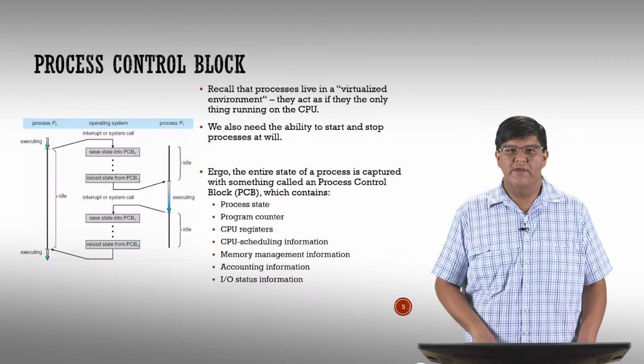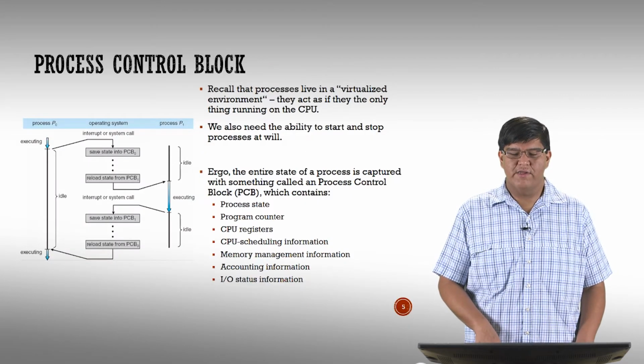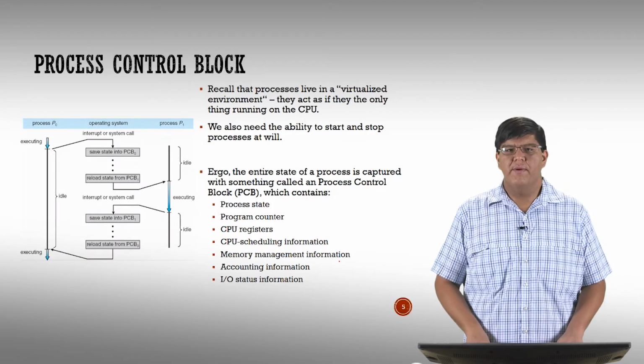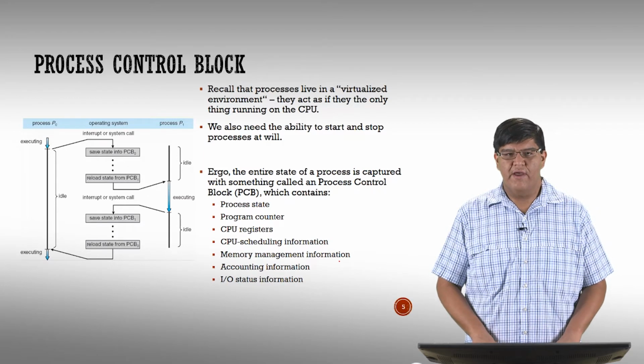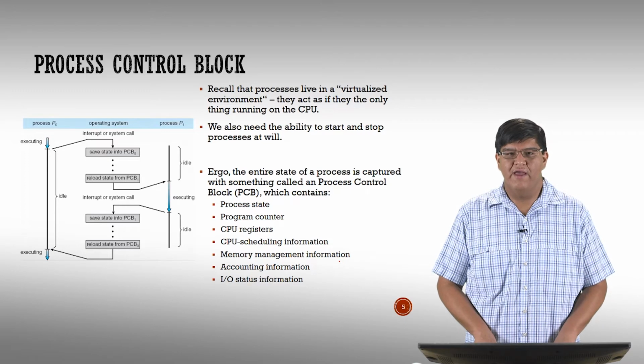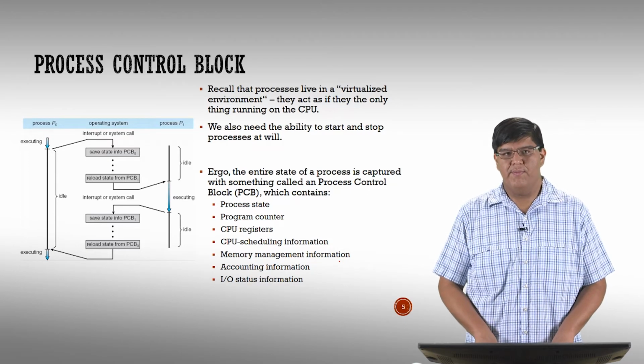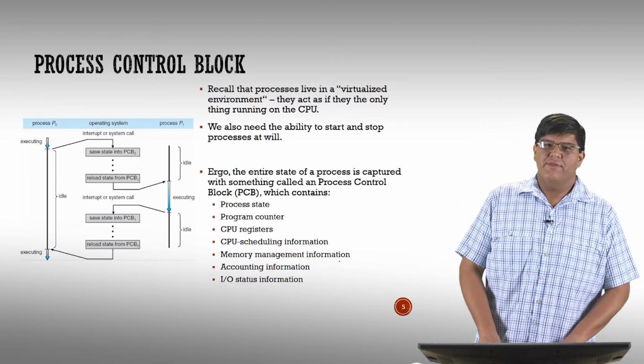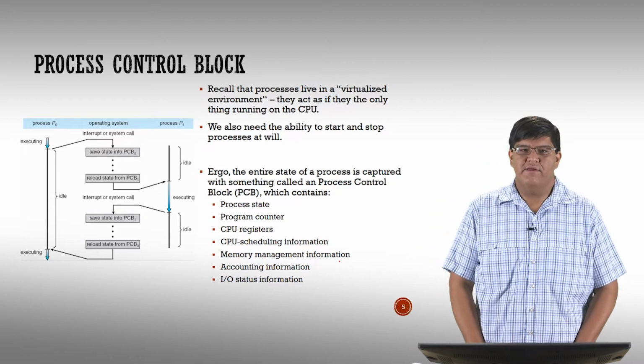Okay, so moving forward, the next thing I want to talk about is our process control blocks. Remember way back on the first slide, we said processes basically have this virtualized view. So they are the only thing that's running on this system, right? Or the only thing running on the CPU. How can we support that? Well, we support that with something called a process control block.